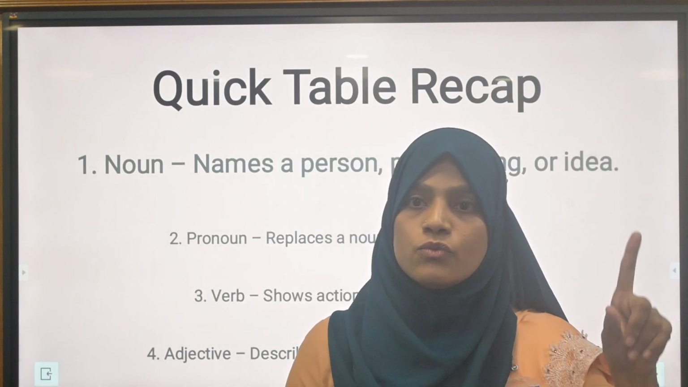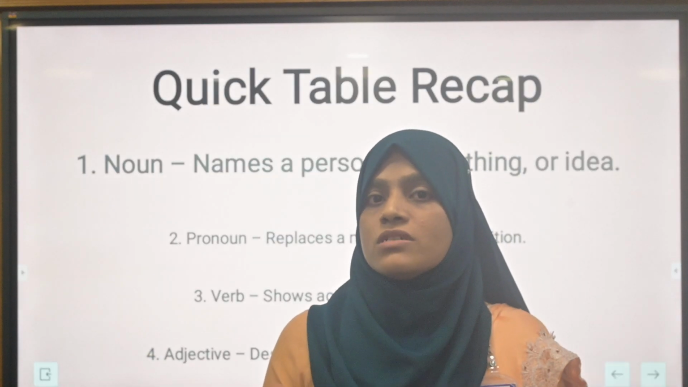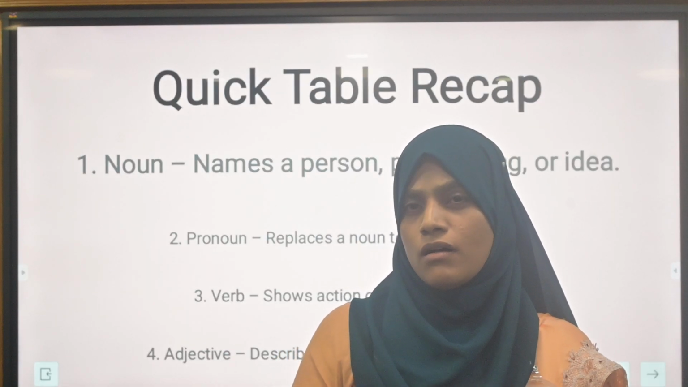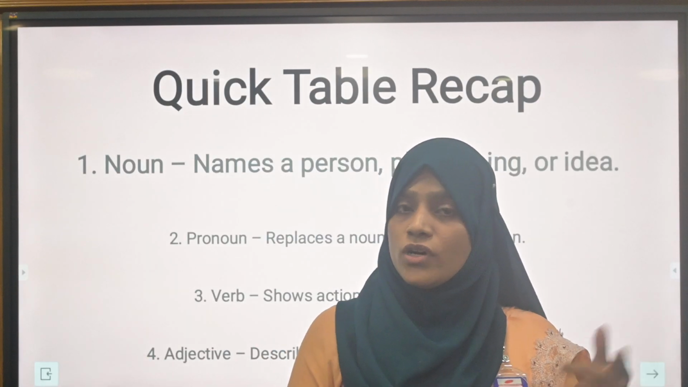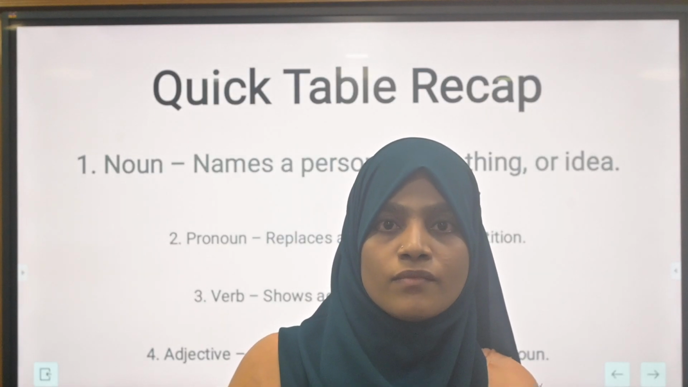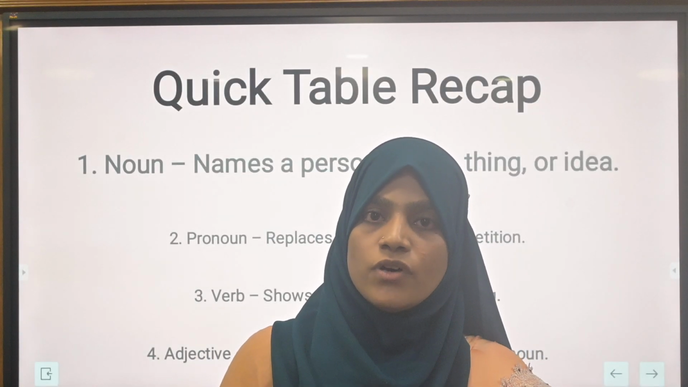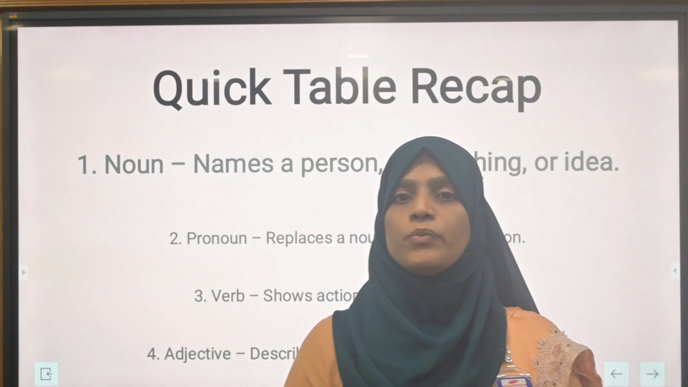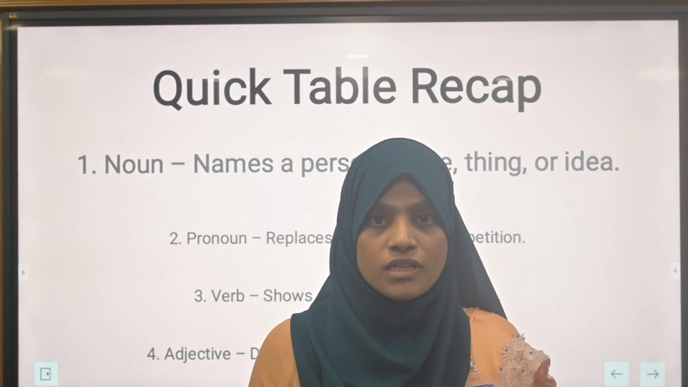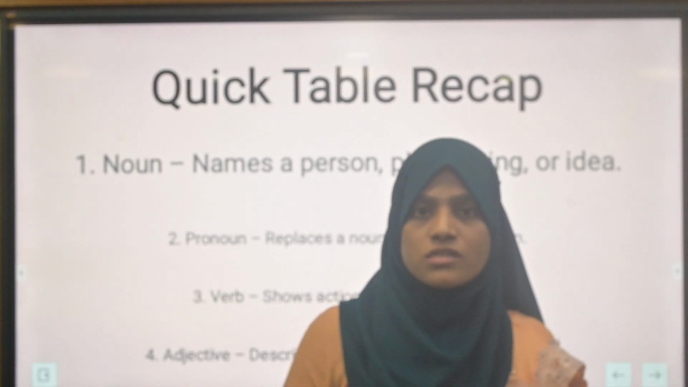Noun is a naming word, verb is an action word, pronoun is used instead of a noun, an adjective describes the noun, an adverb describes the verb, and a preposition shows the relationship between both the things, noun and pronoun.